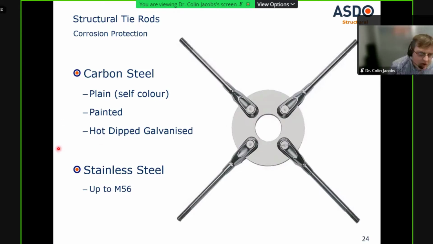And we can also supply carbon steel or stainless steel. Generally, if it's carbon steel, it will need protecting, so they can be either painted or hot dip galvanized in the main finishes. Stainless steel, generally up to M56, is all that's economically viable. You can do bigger in stainless, but generally the cost is prohibitive.